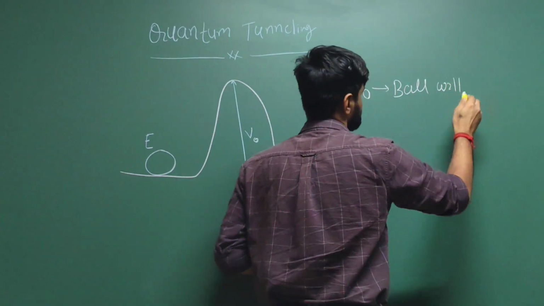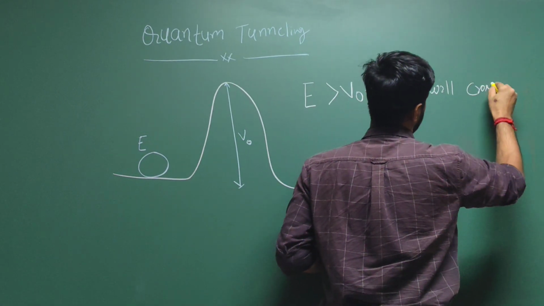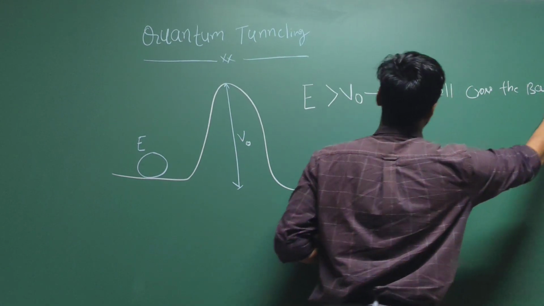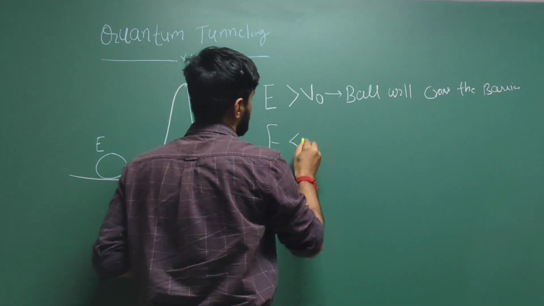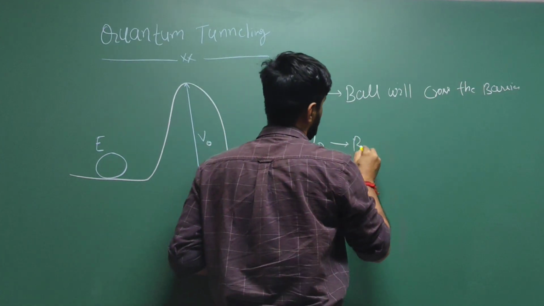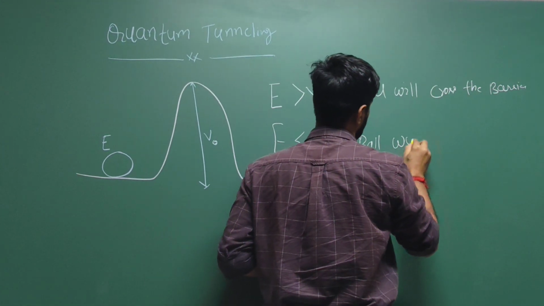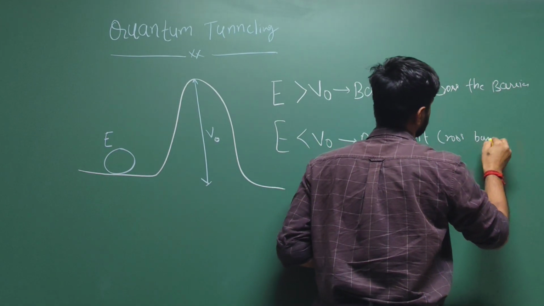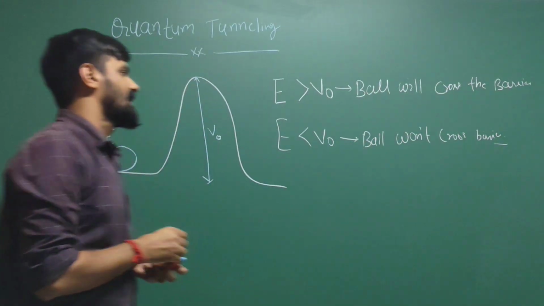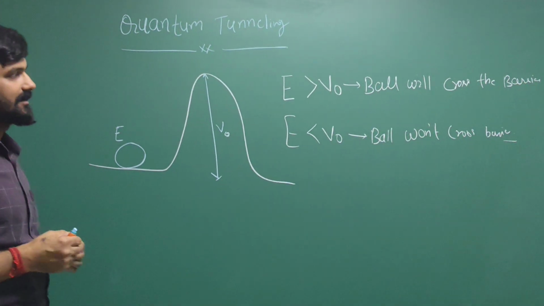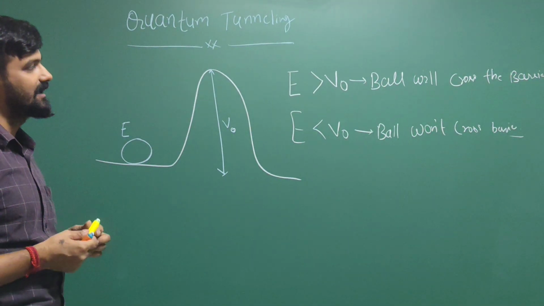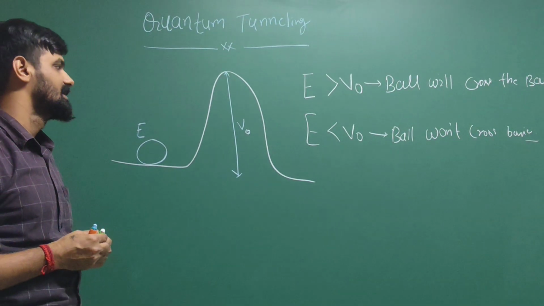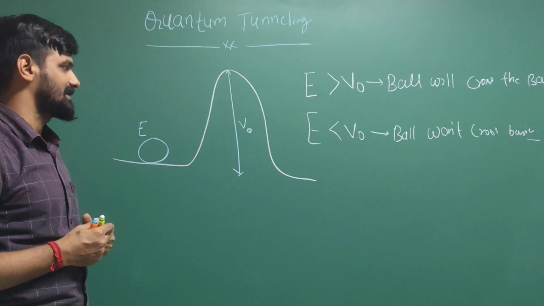And if E is less than V0, then the ball won't cross the barrier. This is quite reasonable, and this is perfect for macroscopic particles, which have been explained by classical physics or classical mechanics.